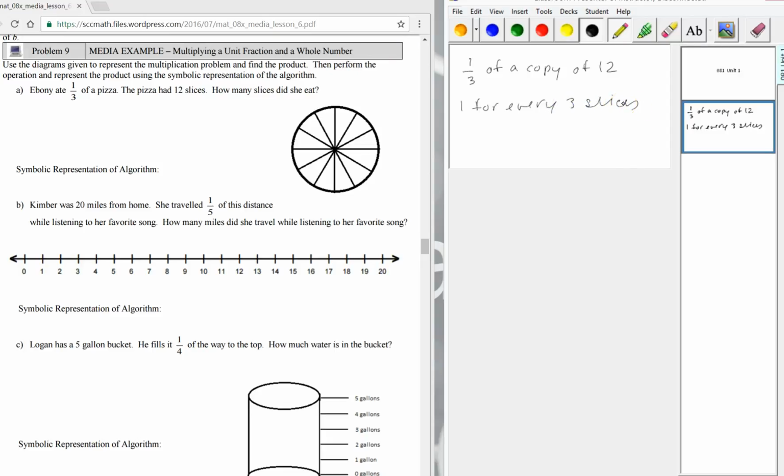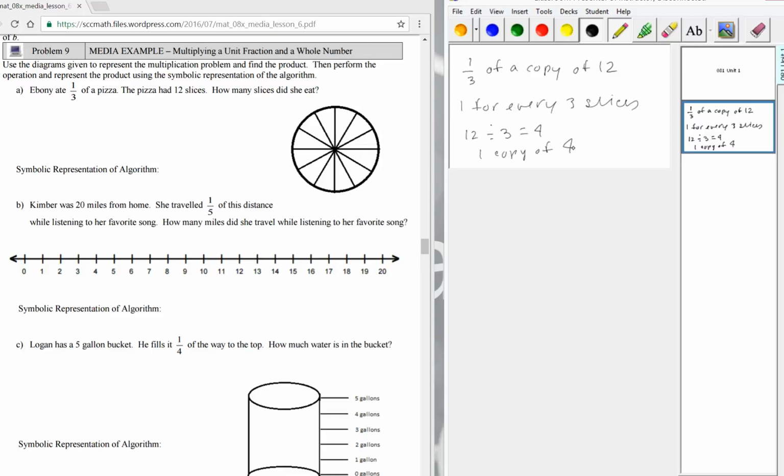One way to have them do this is to count 1, 2, 3, 1, 2, 3, 1, 2, 3 all the way around. Or they can notice that they're dividing the 12 slices into 3 equal groups, and they have 4 groups, and they're taking 1 copy of 4. Notice how these conceptions of this are a little bit different.